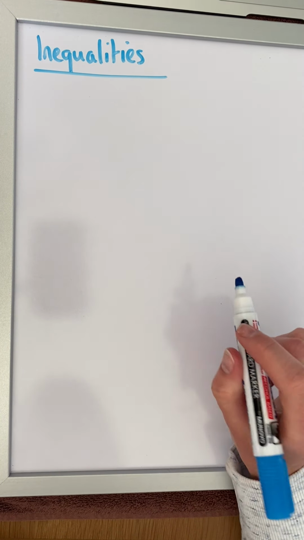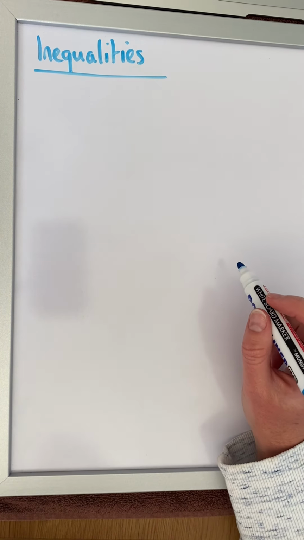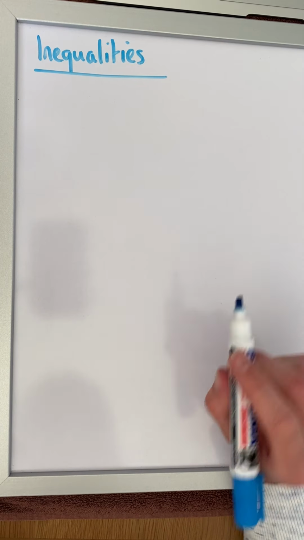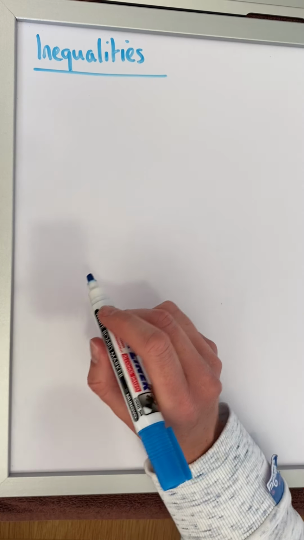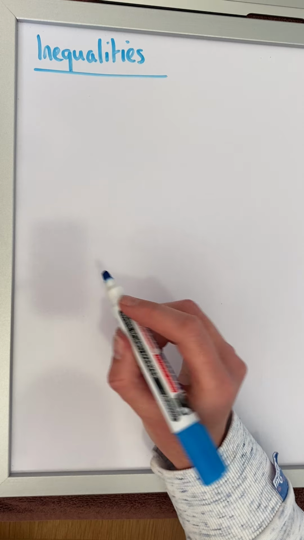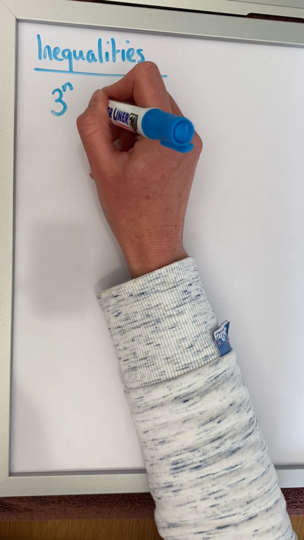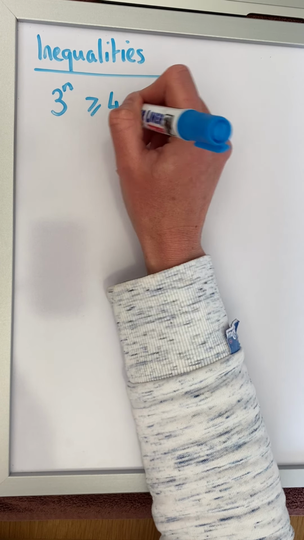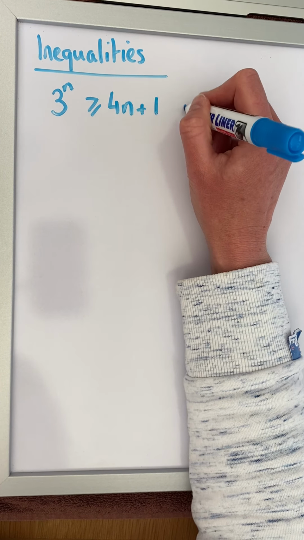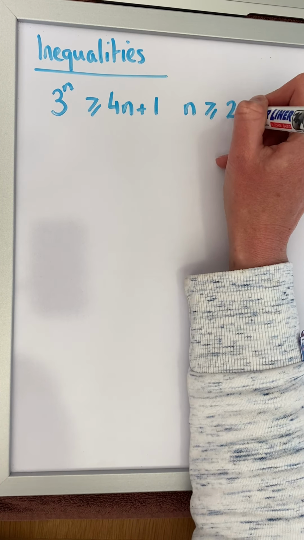All right, the third type of proof by induction that we're going to look at now is proof of inequalities. For the purposes of this, I'm going to take a question from last year's Leaving Cert paper. The question we're going to look at is proving 3 to the power of n is greater than or equal to 4n plus 1 for n greater than or equal to 2.